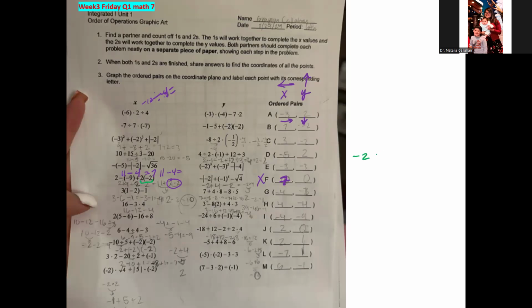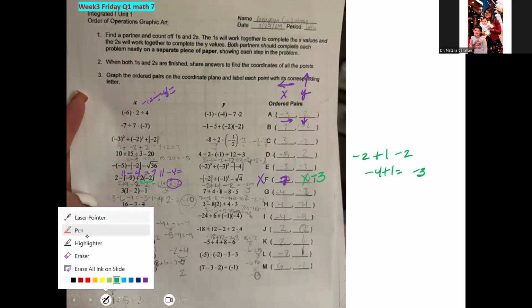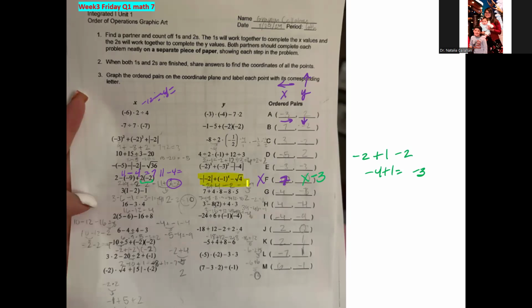Check the y's. Negative 2 plus 1 minus 2. That's wrong as well. So let's go over this one. So look over here.